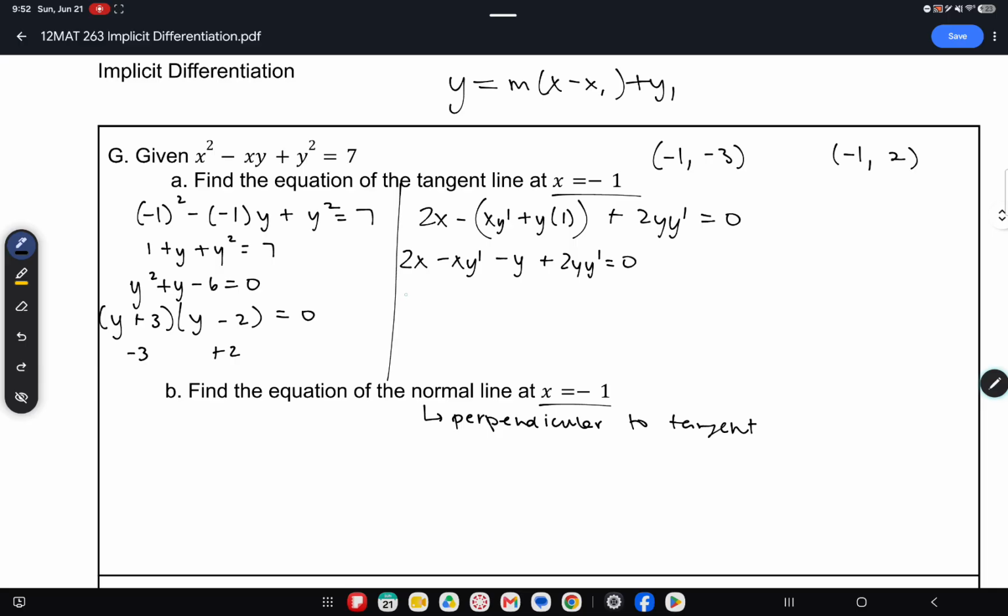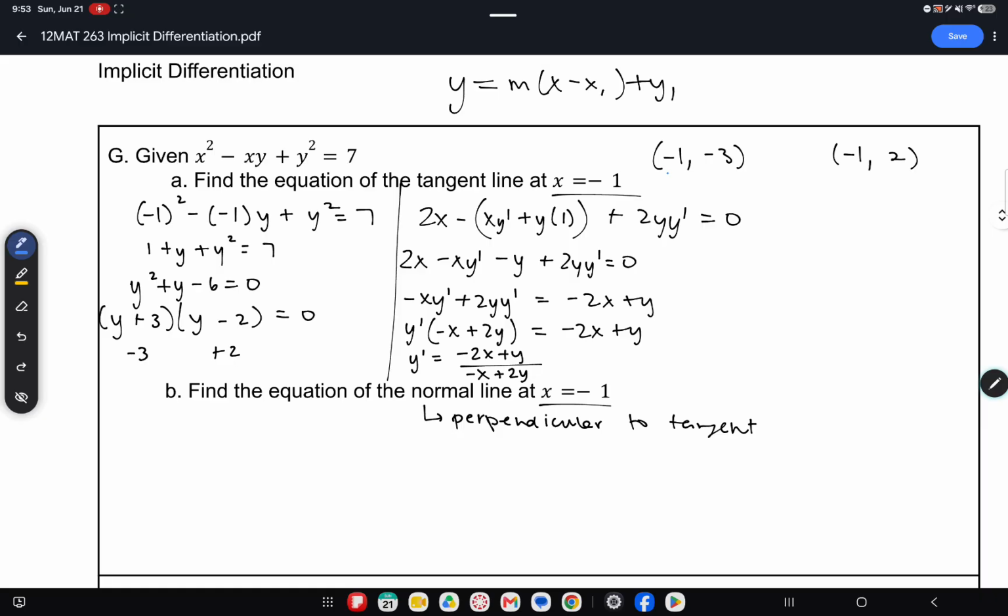Let's rearrange some things, keeping the y primes on one side. So I can factor it out so I can isolate it, and then divide both sides. Because I'm out of room, I'm just going to go ahead and divide it. So y prime equals -2x plus y over -x plus 2y. All right, and so I have to plug in the 2 different points.